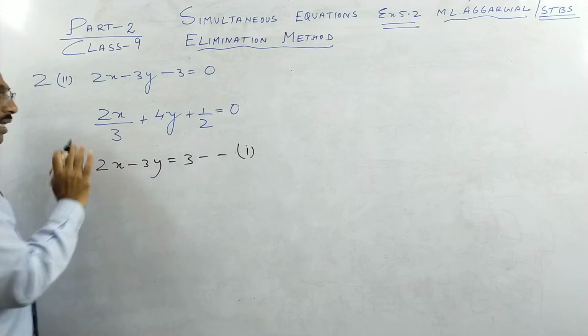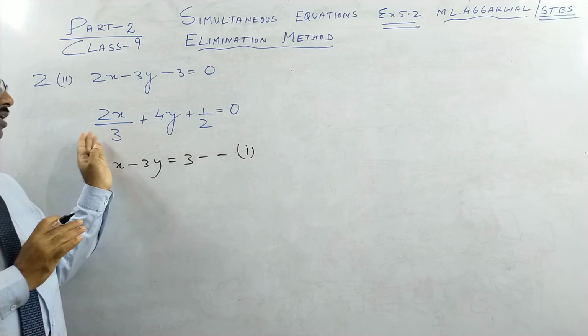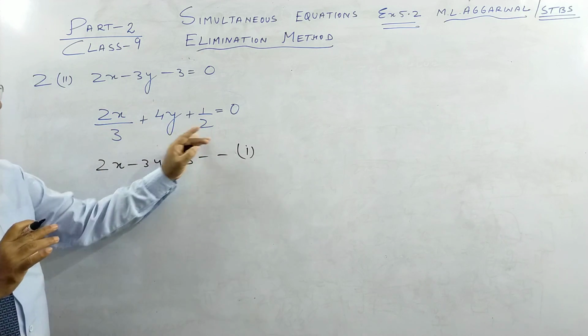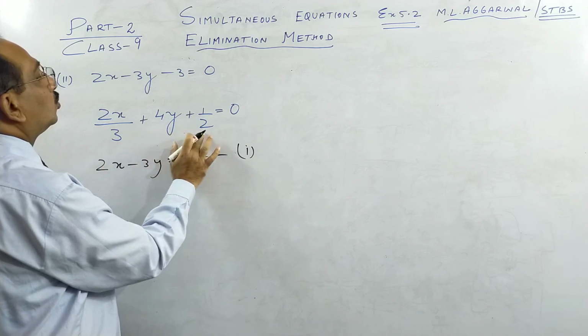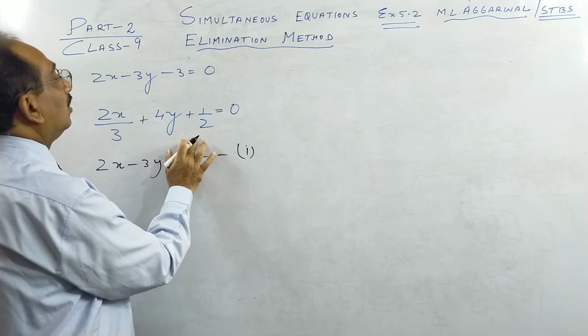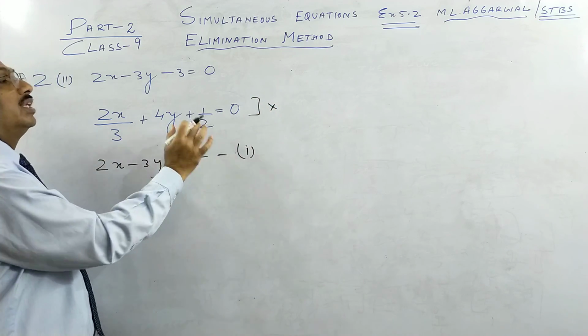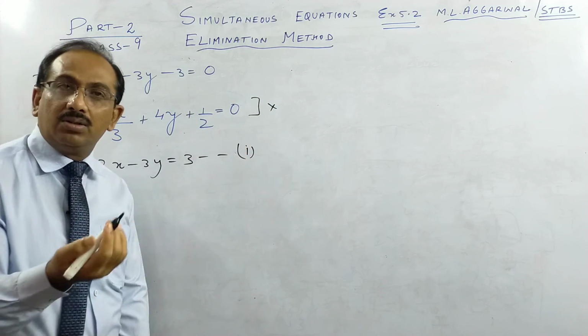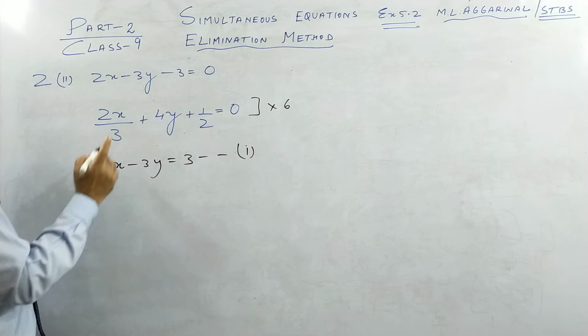Alright. Now second equation, you see there are 2 problems here. One, all the things are on the left side like over here, but it has a fraction. So what we do, you see 3 and 2. So before we do anything, you multiply each term by the LCM of 3 and 2. What is the LCM of 3 and 2? 6. So let us see, multiply each term by 6.